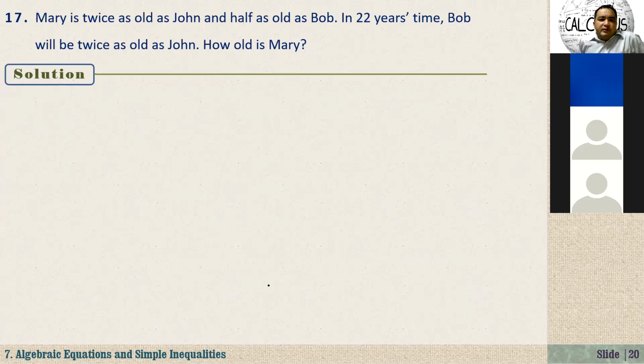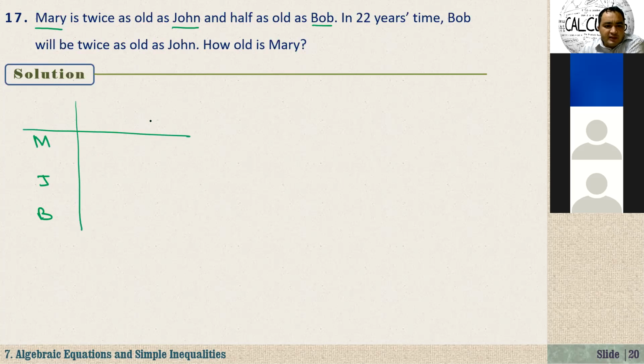Okay. Mary is twice as old as John and half as old as Bob. So we are talking about here 3 different people. Number 1 is Mary and John and Bob, right? In 22 years' time, Bob will be twice as old as John. How old is Mary? So here we are talking about Mary. Let me just write here Mary and John and Bob, right? Okay. So now, in 22 years' time. So it is present time now, and 22 years' time later.